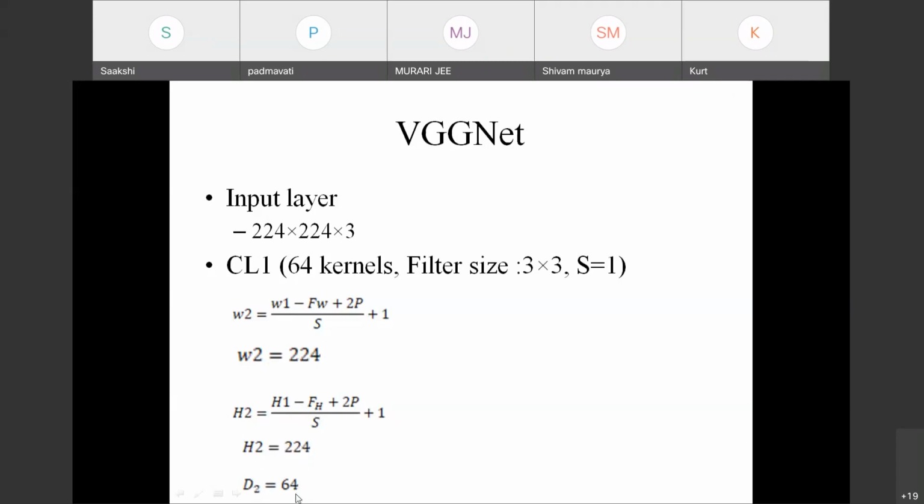Why is the depth of the output volume 64? Because we have applied 64 filters. Hence, the depth of the output volume comes out to be 64. So now, what is the output volume here? 224 cross 224 cross 64, which I obtain when I apply the first convolution operation with this filter size and these many kernels.